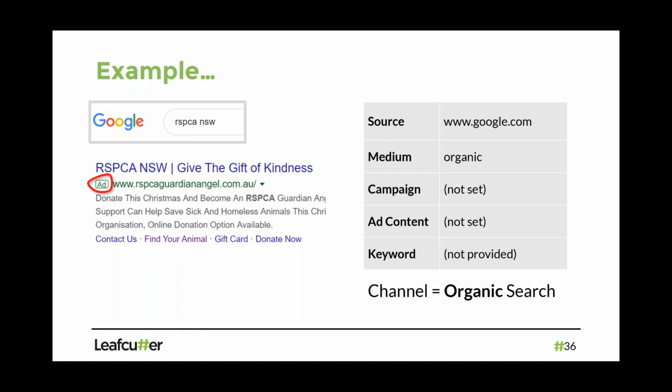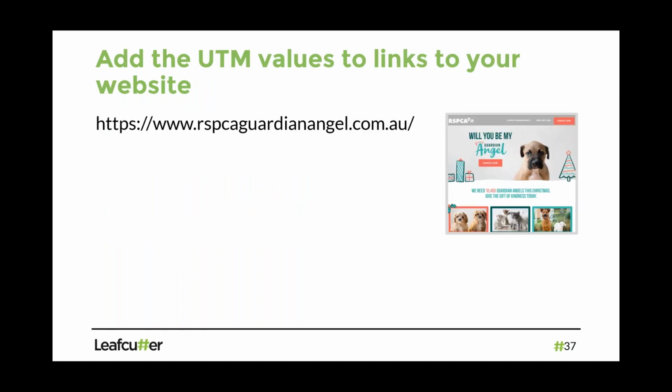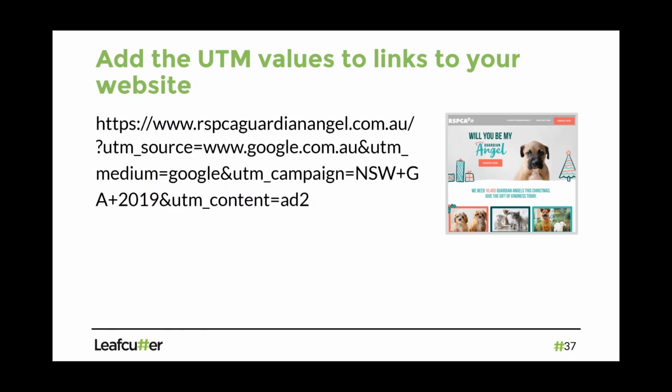In which case we definitely want that campaign tagging. We definitely want those UTM values so that it doesn't show up as organic search, because it's not. I'm paying for that click, or paying for someone to see the ad if you're paying cost per impression. And we want that to be in a different grouping. We want that to be in paid search. And so how we do that is we take the link to our website, in this case rspcaguardianangel.com.au.